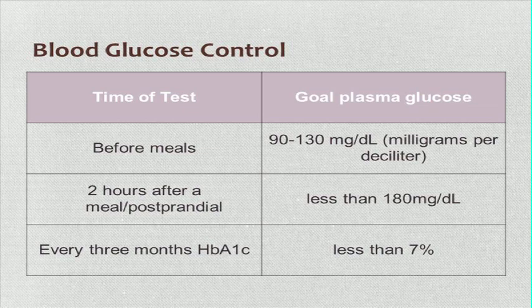So remember, 100, 180, A1C 7. Because I get this all the time, and I'm sure you get the same thing. 180 is too high. And patients start calling you after seeing 182, saying the sugar is too high. But that's the target, 180.